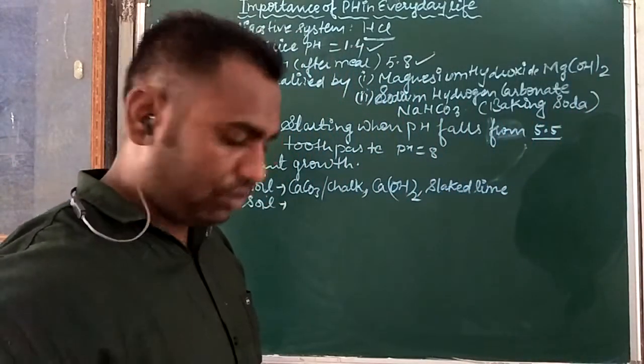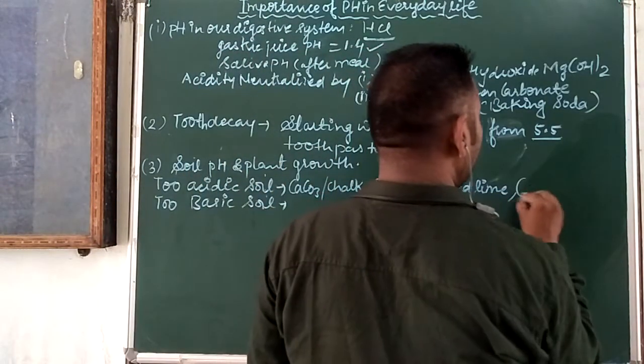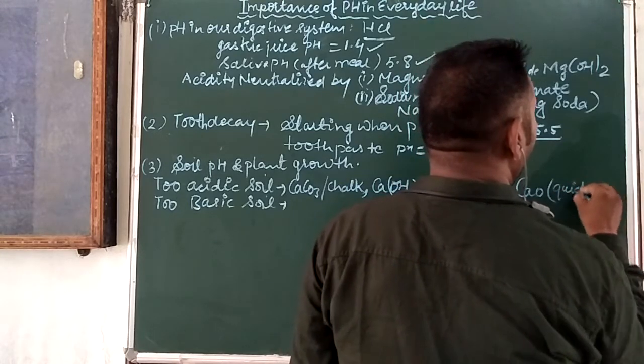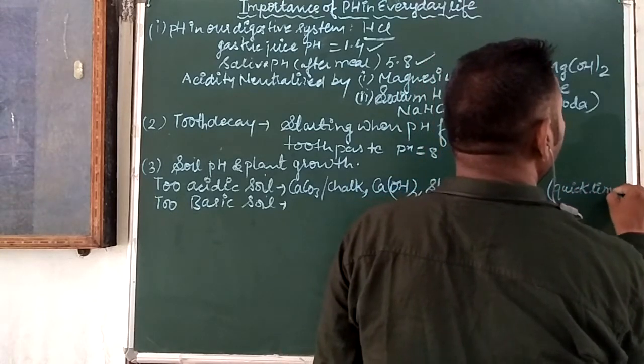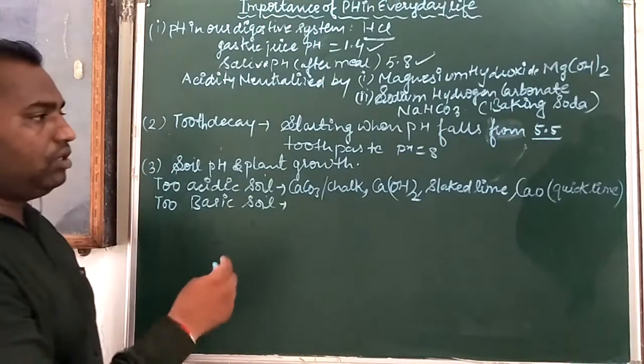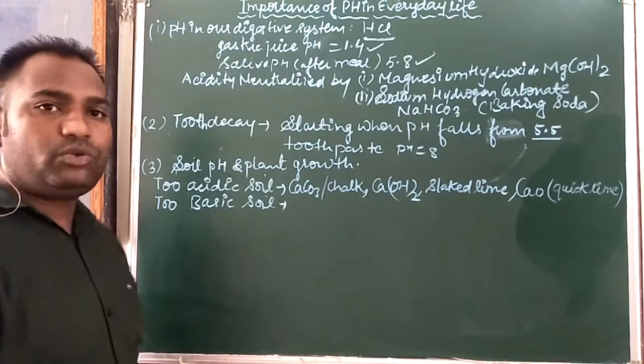This is slaked lime, and after that CaO means quicklime. So these are the ingredients we add when the soil is too acidic.